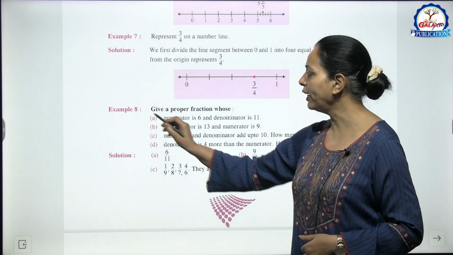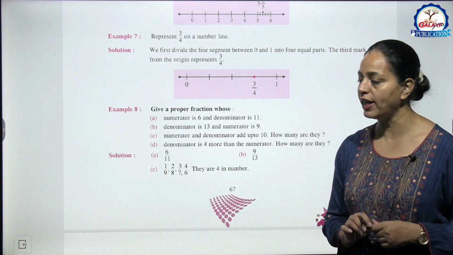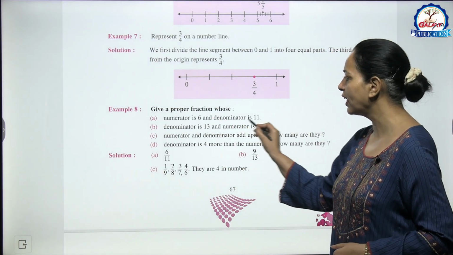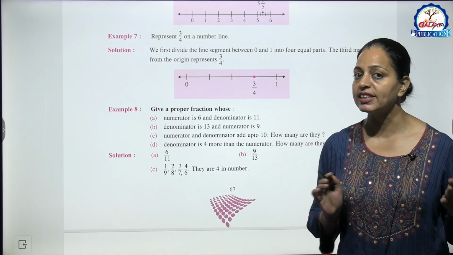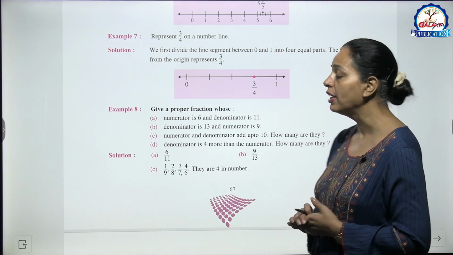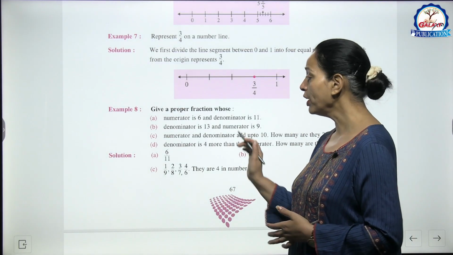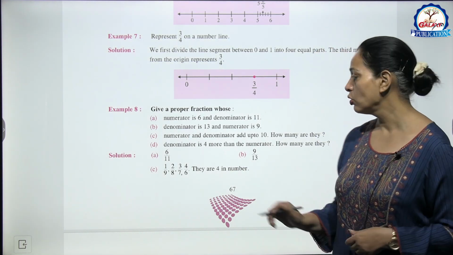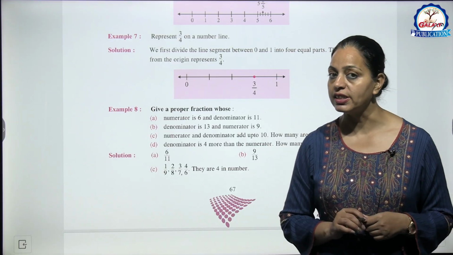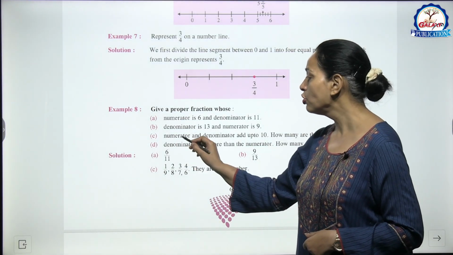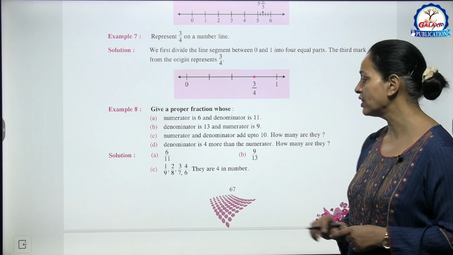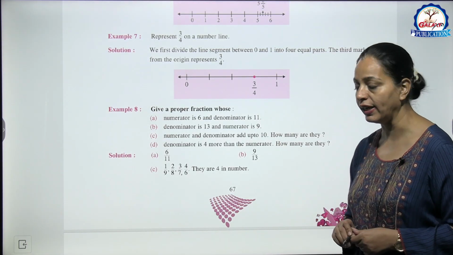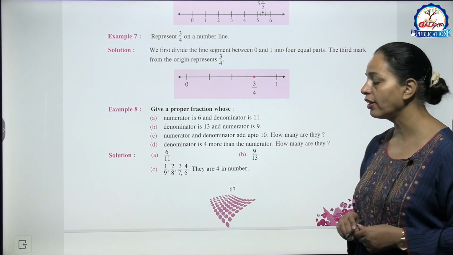Now see example 8. Give a proper fraction whose A part numerator is 6 and the denominator is 11, that is 6 upon 11. Now B part, denominator is 13 and numerator is 9. So answer is 9 upon 13. Now C part, numerator and denominator add up to 10. And how many are they?